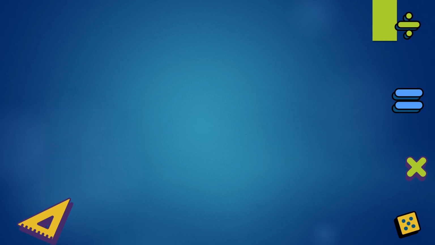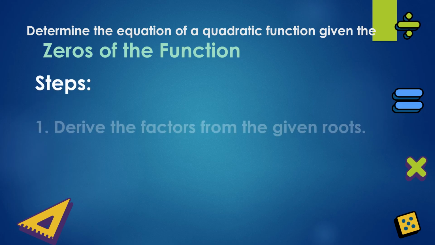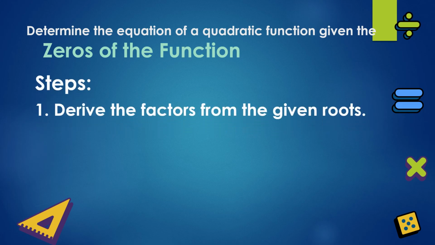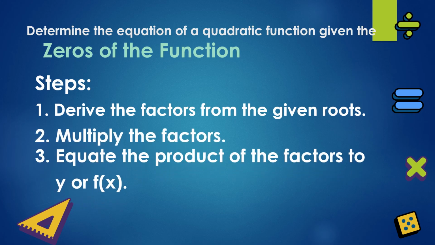To determine the equation of a quadratic function given its zeros or roots, follow these steps. Derive the factors from the given roots. Multiply the factors and then equate the product of the factors to y or f of x.